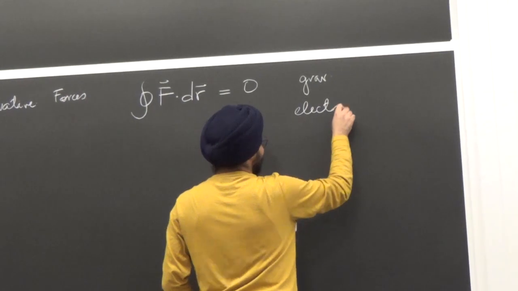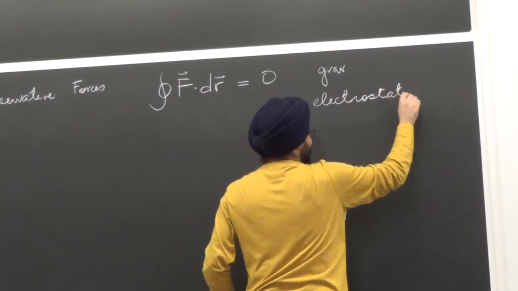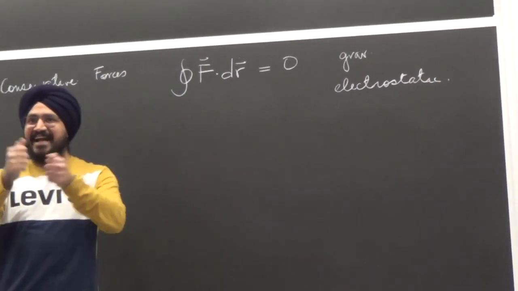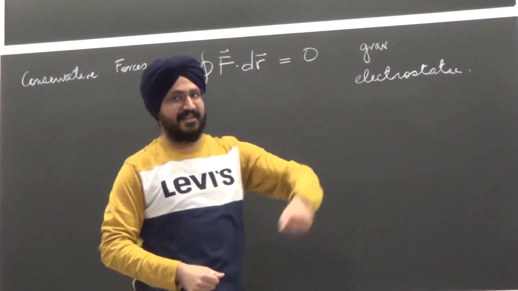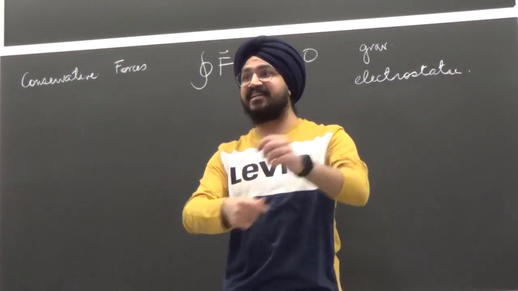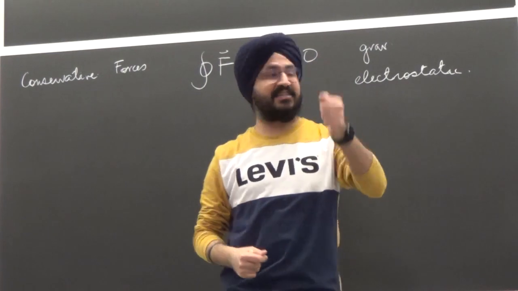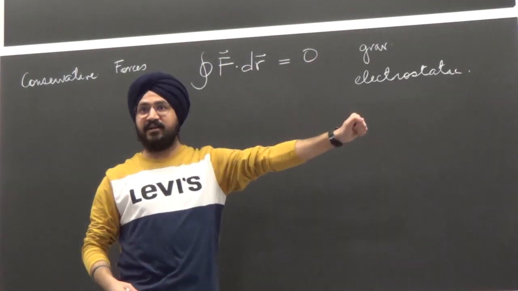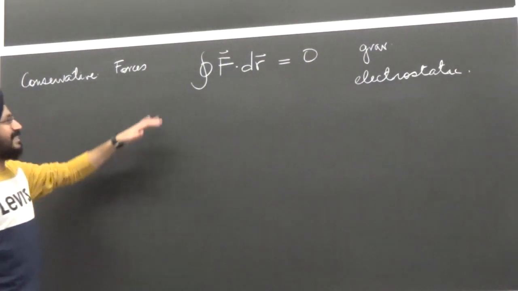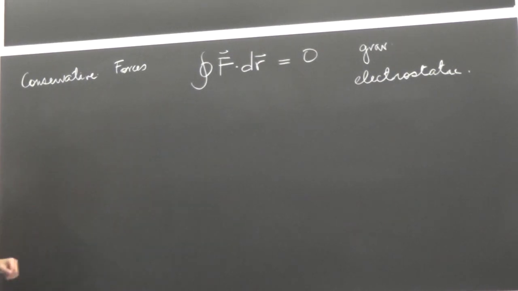Electrostatic forces are also conservative. So charges attracting, repelling, masses falling to the earth, everything is conservative. It doesn't matter what path you take. All it matters is where you start and where you end. Okay? So if you remember, for these kinds of forces, you can always describe the physics by a potential energy function.